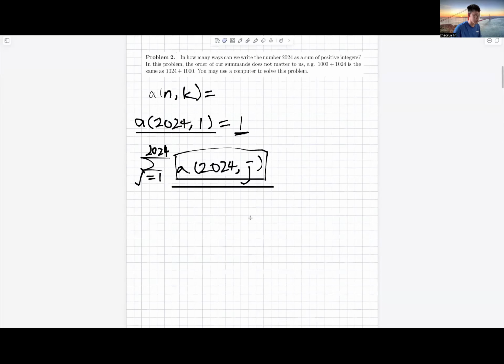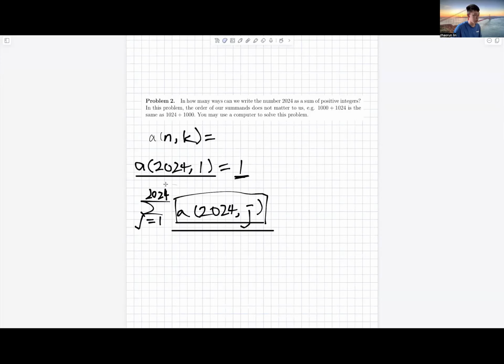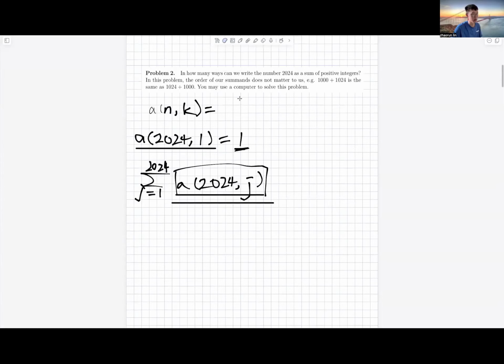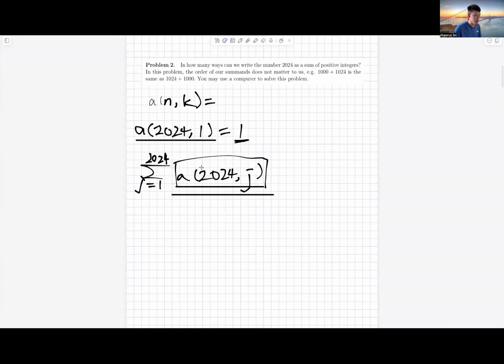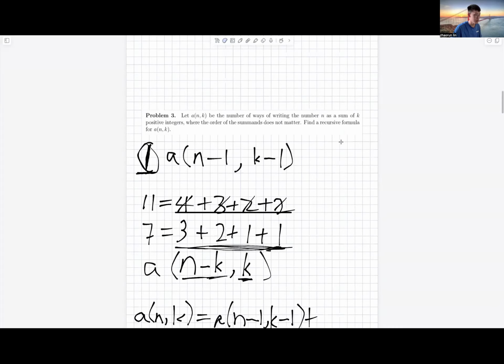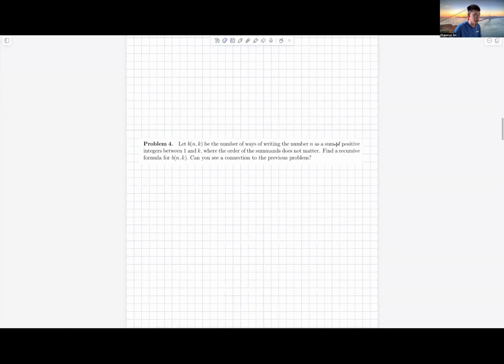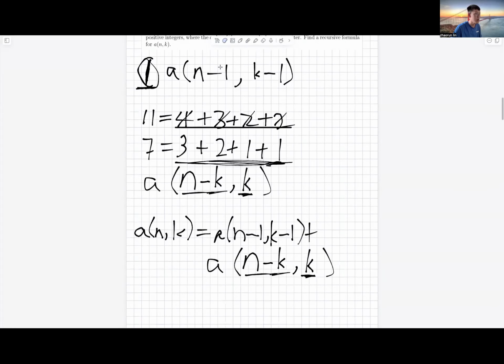So back to problem 2. The answer to problem 2 is just the sum of A(n, k), where k is from 1 to 2024, and n is 2024. So we can just write a computer program for this part, and I will give you the computer program in the solution. So yeah, this is question 2 and 3.